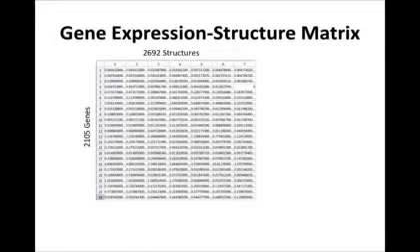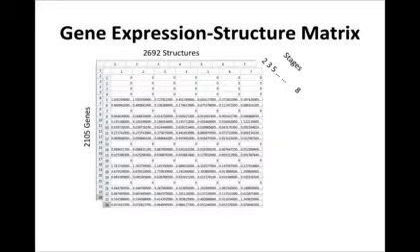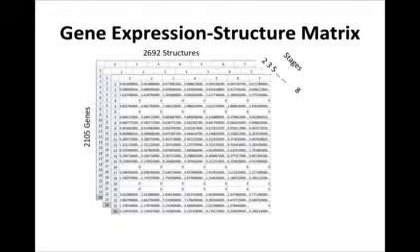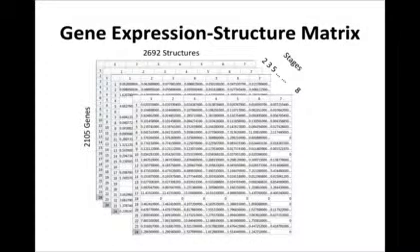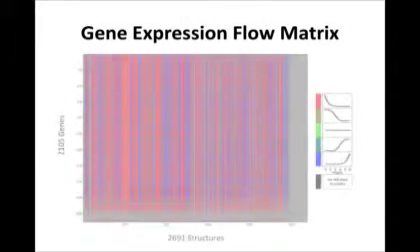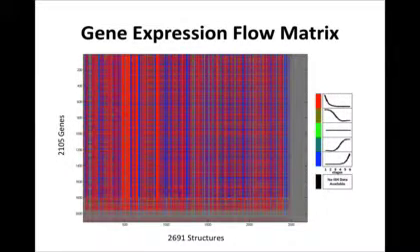Gene expression structure matrix. In total, we have 2,105 genes in 2,692 structures across 6 stages. Gene expression flow matrix. A flow-shape-based 2D matrix is shown here. Genes are in rows, while structures are in columns. Each element is colored by the flow shape label.